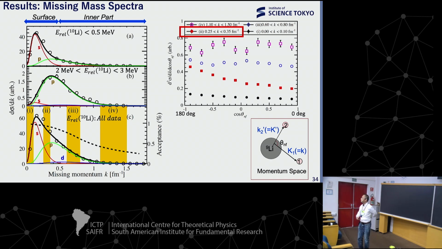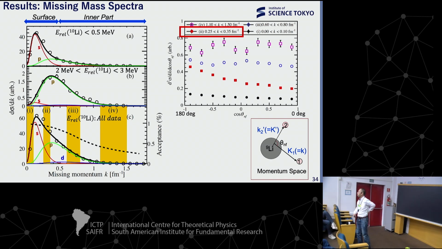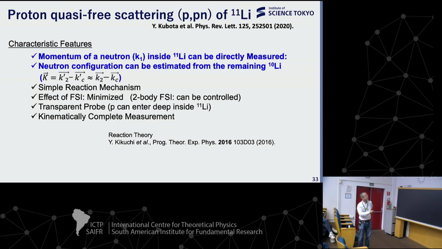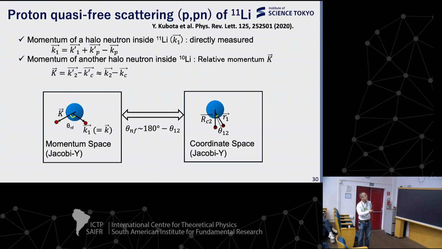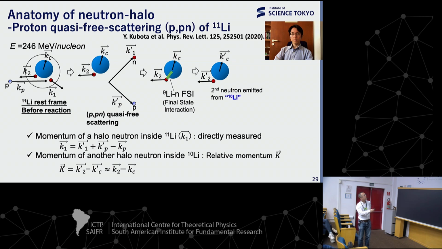In this case, the neutrons are knocked out very suddenly. If this is a sudden process, then the final state interaction doesn't affect this one going out. The only thing is here, but since this is also an unbound state, we don't expect very strong final state interactions.